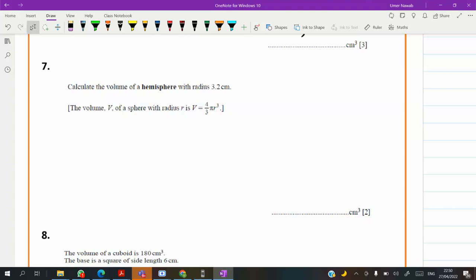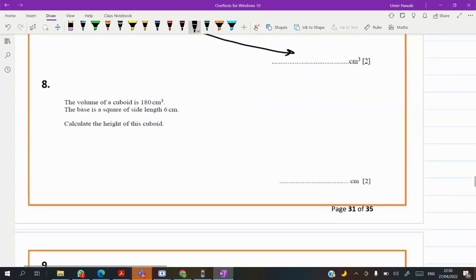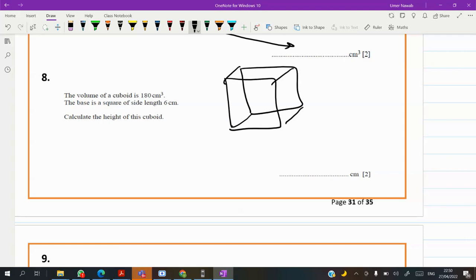Volume of a hemisphere: the radius is given. So this is the full volume of a sphere, so the hemisphere is 2 over 3 pi, the radius given to me is 2.5 cubed, and then you get the answer. Volume of a cuboid. So a cuboid is like this. The base area is 6. Height is not given.